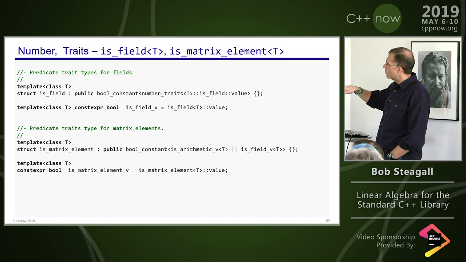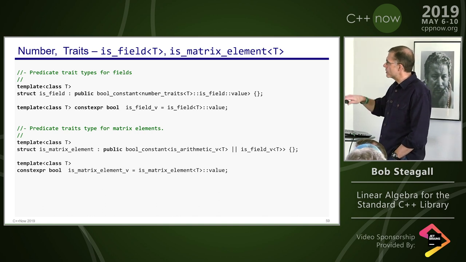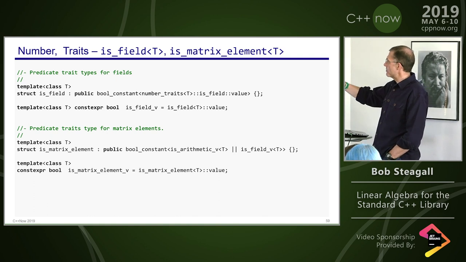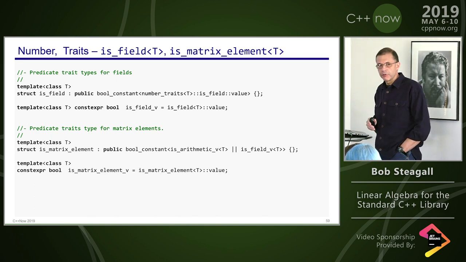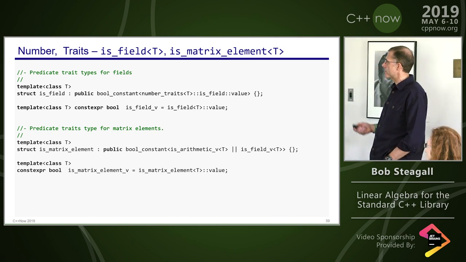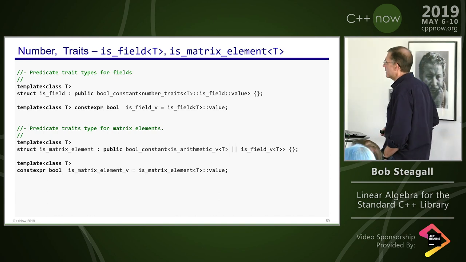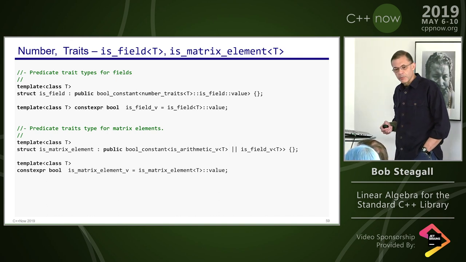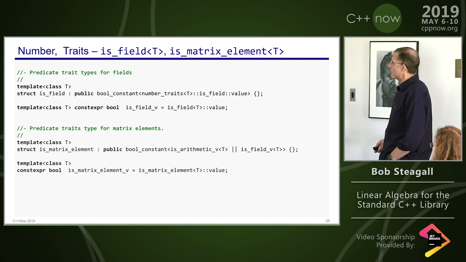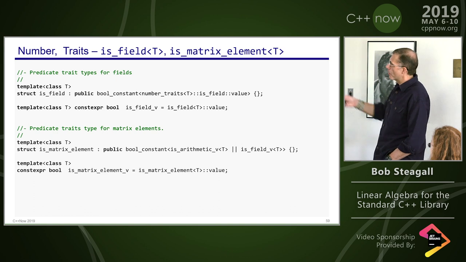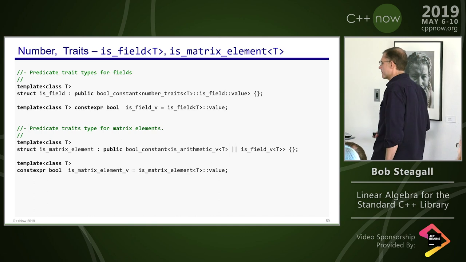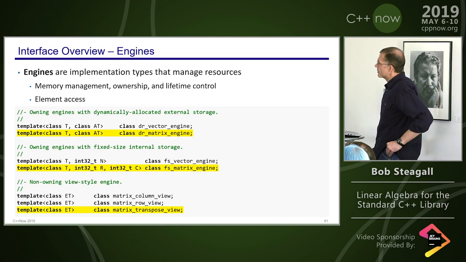Here, for now, we've chosen to say a type T is a legitimate matrix element if T is an arithmetic type or T meets the definition of field. It doesn't necessarily need to be a field. I think it may be sufficient for matrices and vectors to be non-commutative rings. It may need to be fields for computing determinants and higher order things, but for these simple operations, rings may be sufficient. And then there's a helper type alias.